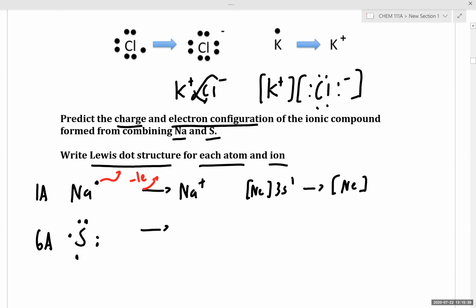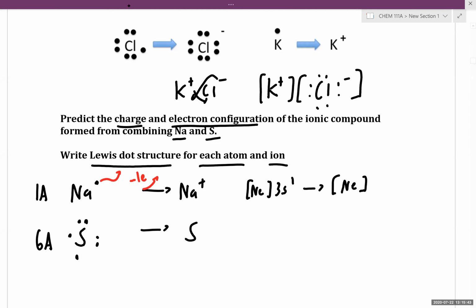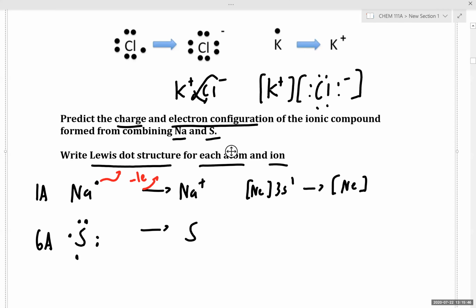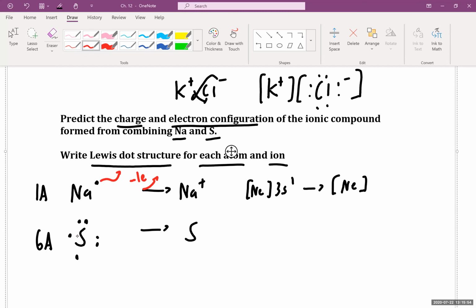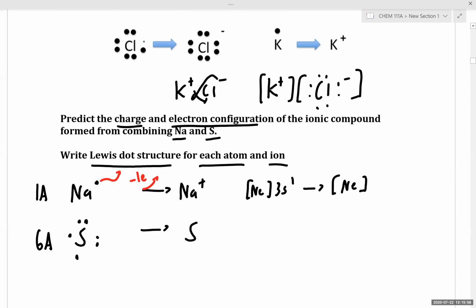Okay, let's look at sulfur. For sulfur, to reach a full valence shell, in order to have 8 valence electrons, does sulfur have to gain or lose electrons, and how many? What does sulfur have to do? It has to gain 2 electrons. So we're going to gain 2 electrons. Okay.